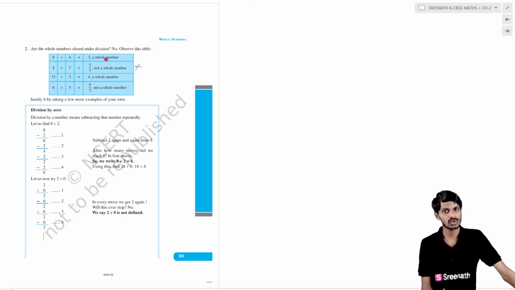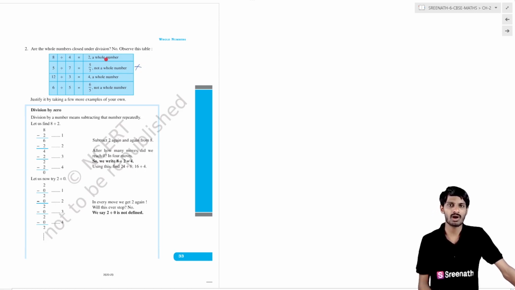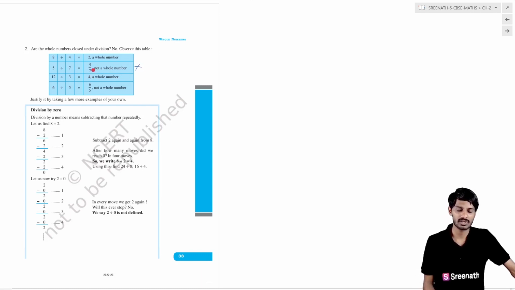So division also is not possible, and division is also not closed under whole numbers. Now we are going to see whether division of whole numbers by 0 is possible. Let us try. Normally, what is meant by division?